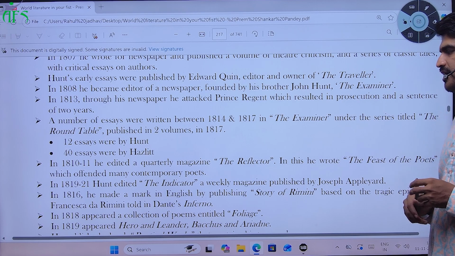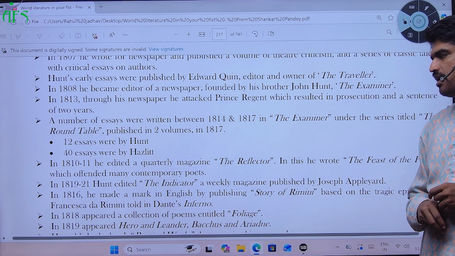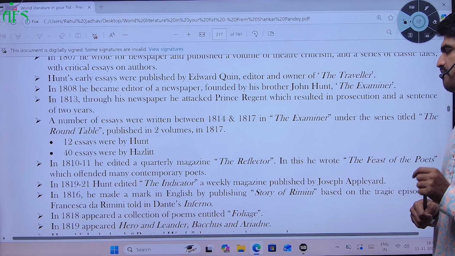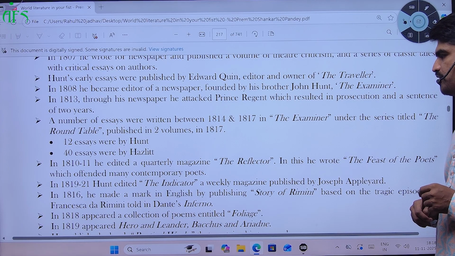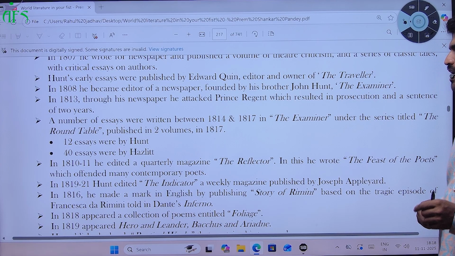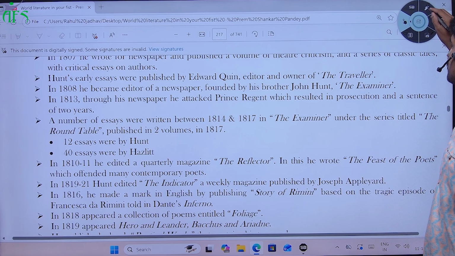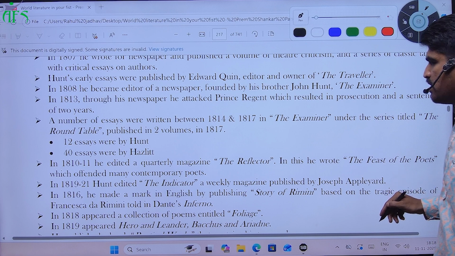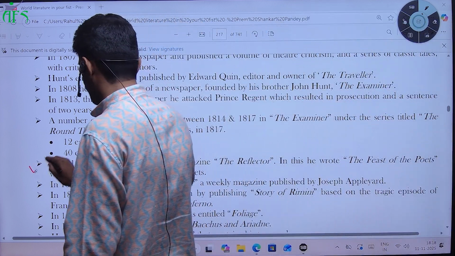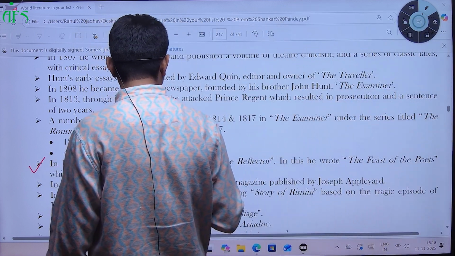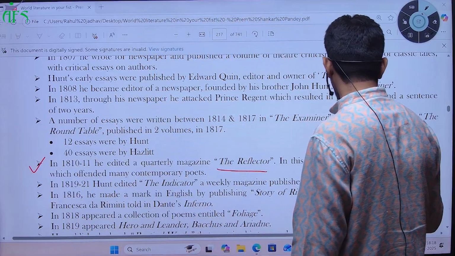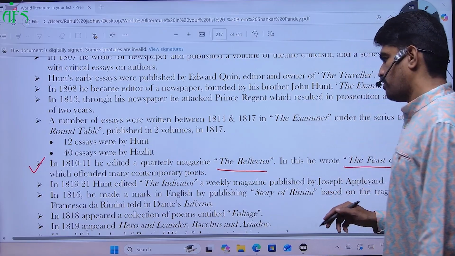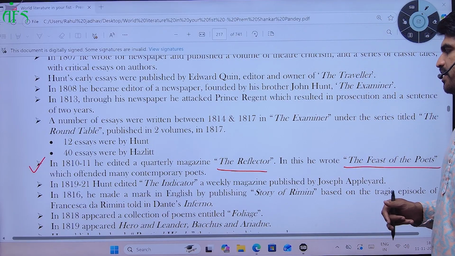In 1810 and 11, he edited a quarterly magazine, The Reflector. In this, he wrote The Feast of the Poets, which offended many contemporary poets. Right. So this work remains an important factor for us. It was in 1810 that he edited a quarterly magazine called The Reflector, and he wrote The Feast of the Poets, which in a way offended many contemporary poets.